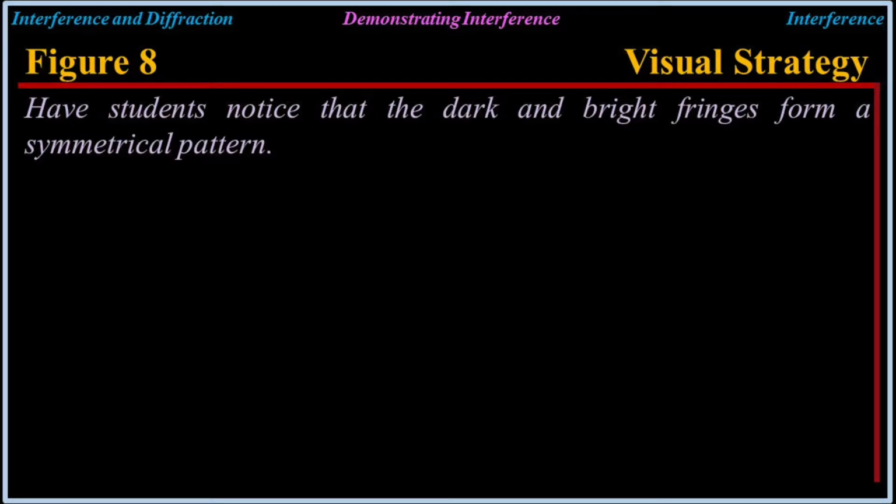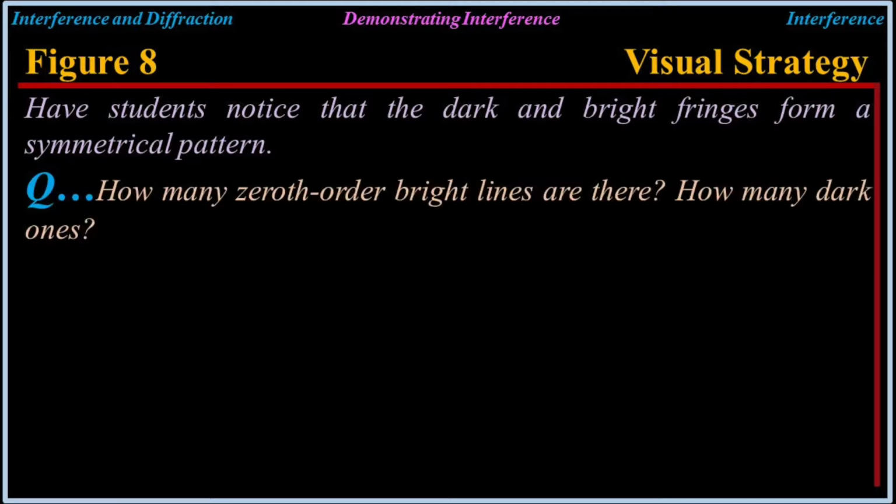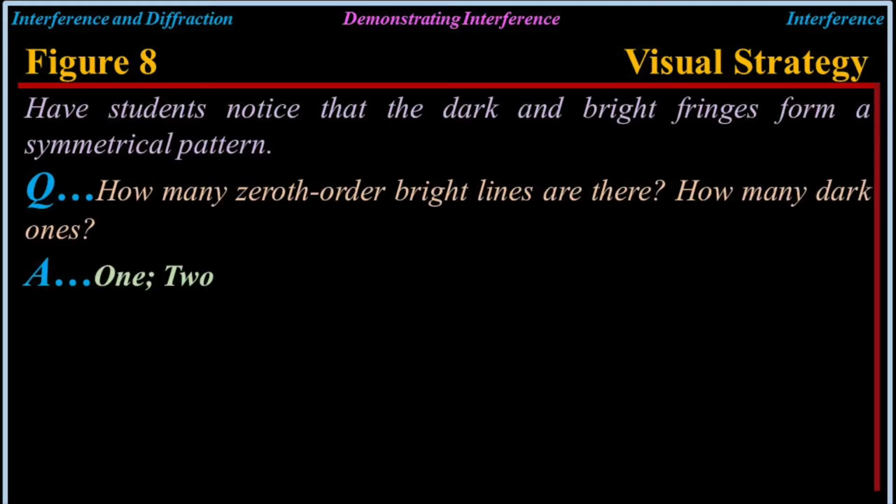Figure 8, visual strategy: have students notice that the dark and bright fringes form a symmetrical pattern. Look back at that figure and see if that's true. How many 0th order bright lines are there? How many dark ones? Look back, see what you see. And the answer is 1 and then 2. There's actually two questions there: 1 0th order and 2 dark ones.